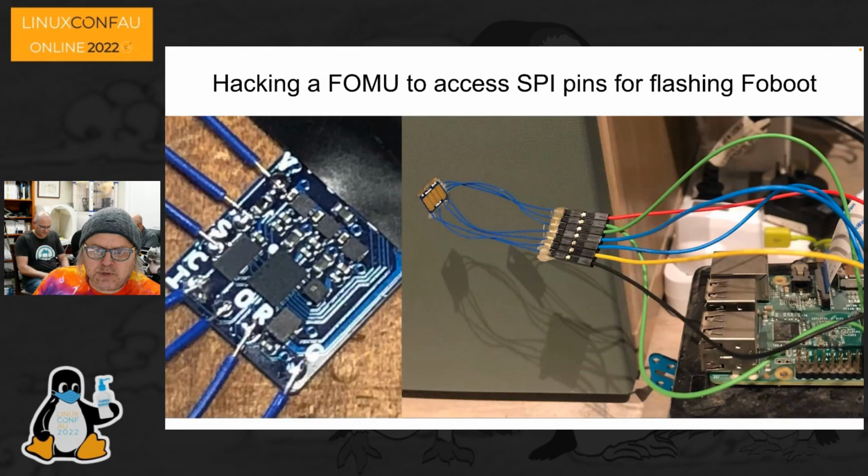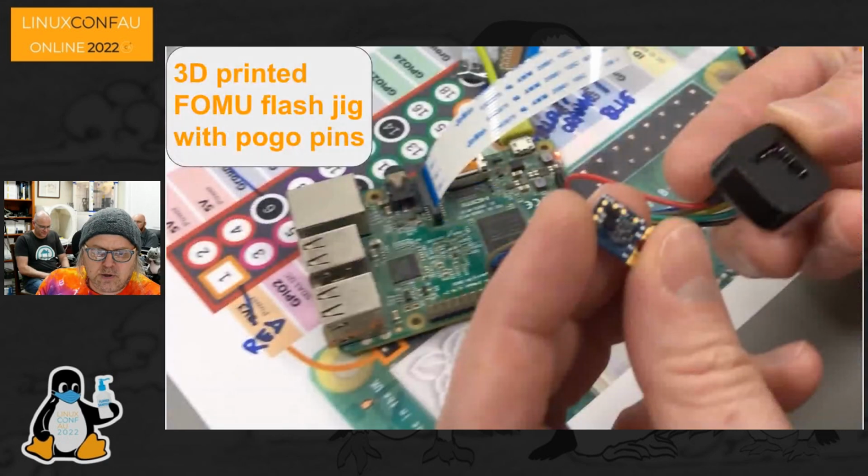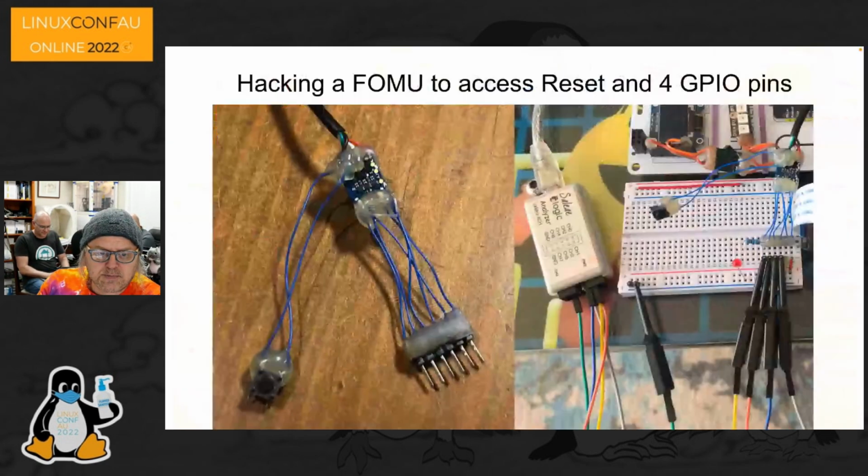So we started off with some FOMUs, and they run from flash, so we had to flash the SPI flash memory. We did that initially by soldering some wires on, which are very, very fine pitch, and we managed to do that. It was a bit cumbersome, so after that, John 3D printed a little test jig, so we just placed the FOMU in the test jig and flashed it from a Raspberry Pi, and that worked.